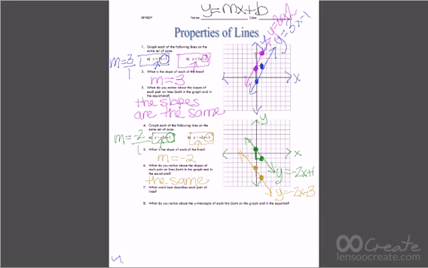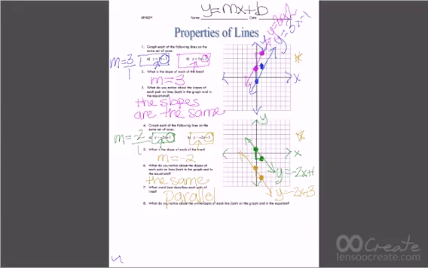And what word best describes each pair of lines? Well, if we look at the first two lines, the purple and the blue, and then we look at the green and the orange, we notice that each pair of lines have the exact same slope, and the way that looks in the graph is that they are parallel.